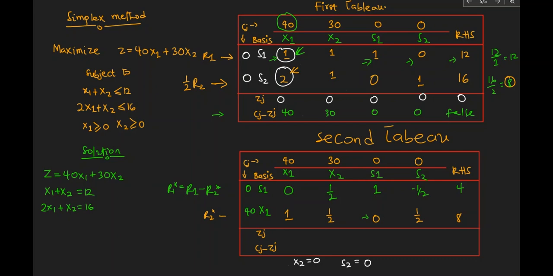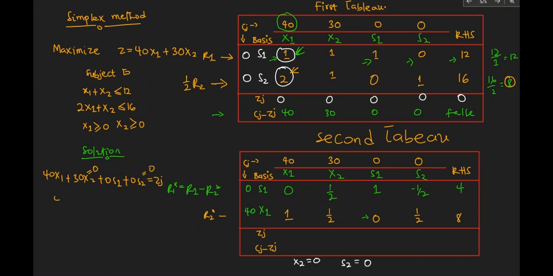So what you are going to do next is consider the standard form of the objective function, which is 40x1 plus 30x2 plus 0s1 plus 0s2. This will give us the zj values. But you know that for this table, x2 will be 0 and s2 will also be 0. That means that for this equation, wherever you see x2, you put 0 there, and wherever you see s2, you put 0 there.